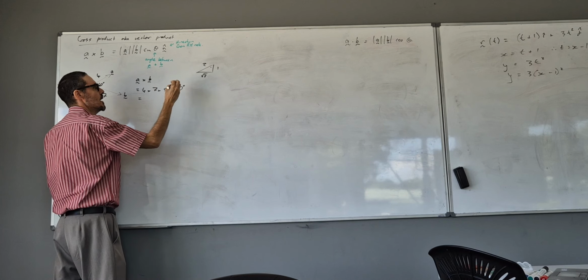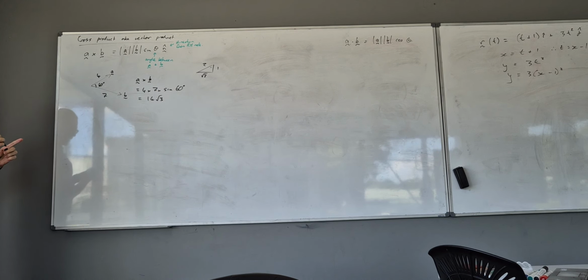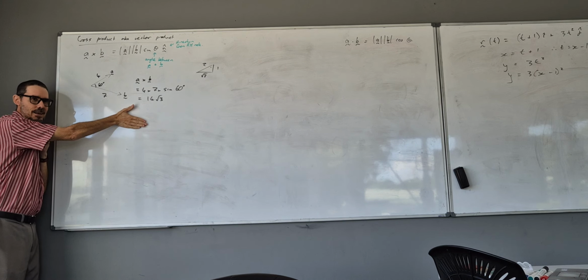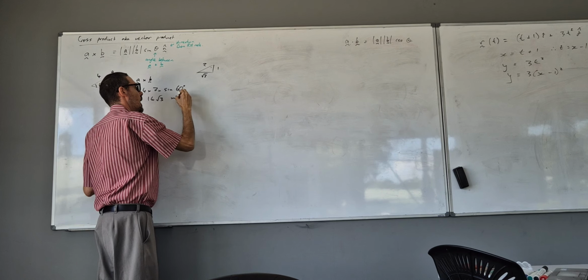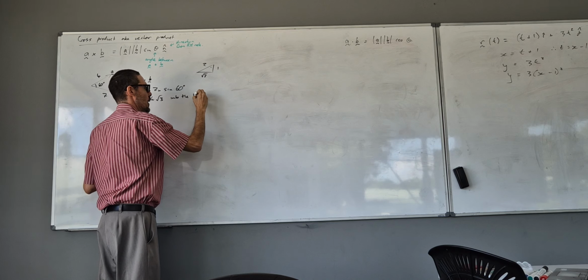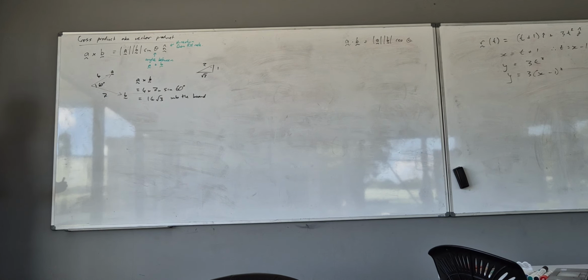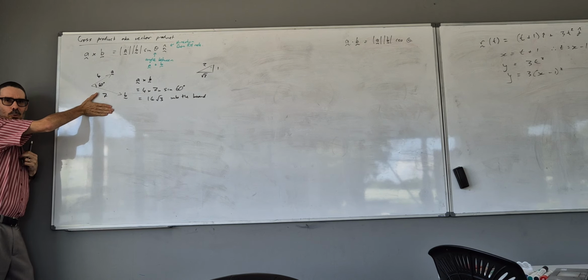Okay, 28 root 3 on 2 is 14 root 3. In which direction? A, B, into the page. In my case, the board, but you can write page. So the cross product of these two vectors goes into the board.